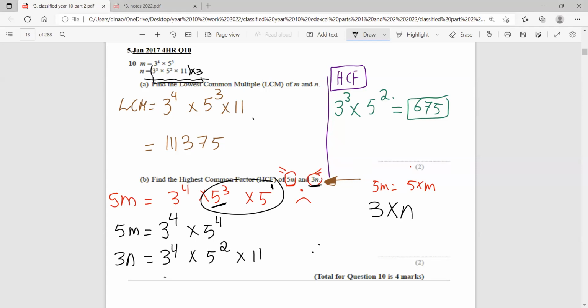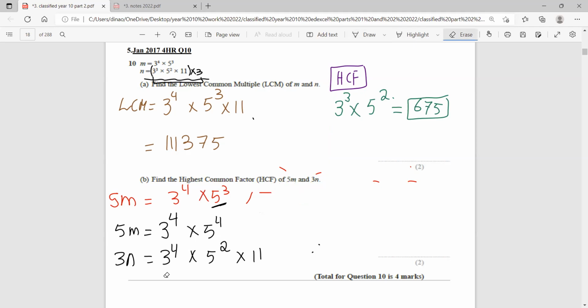So these are the new expressions of 5m and 3n. Simply put, 5m: I multiplied by 5, so it became 5 power 4. 3n: I multiplied by 3, so it became 3 power 4.